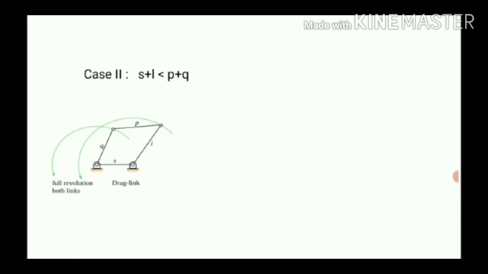We can see here S plus L is less than P plus Q, means one of the links can make a complete revolution. So here, by fixing the smallest link, 2 links can fully rotate in different planes. We can see the animated figure. Here these 2 links make a complete revolution. So this is called the drag link mechanism. It is used in steering gear mechanisms. Okay. It is also called the double crank mechanism.